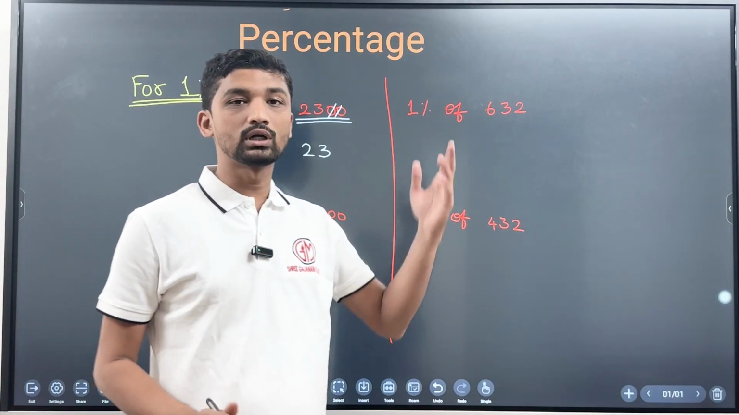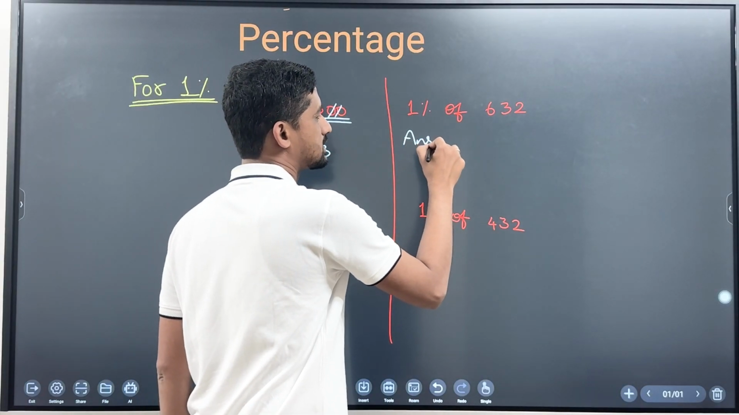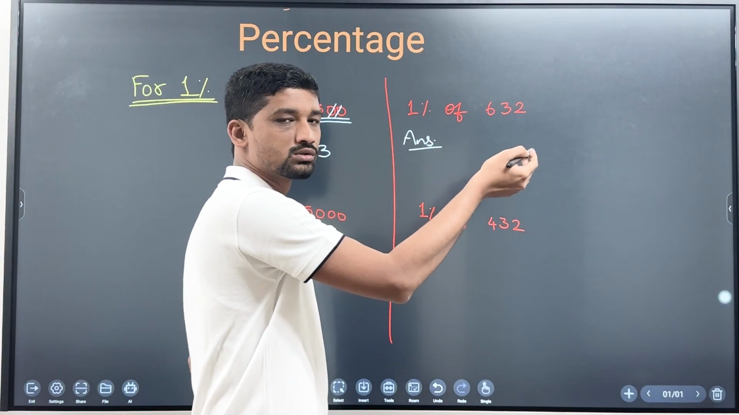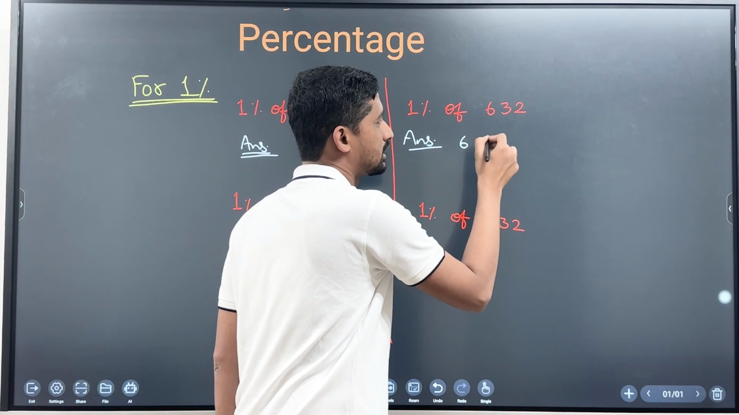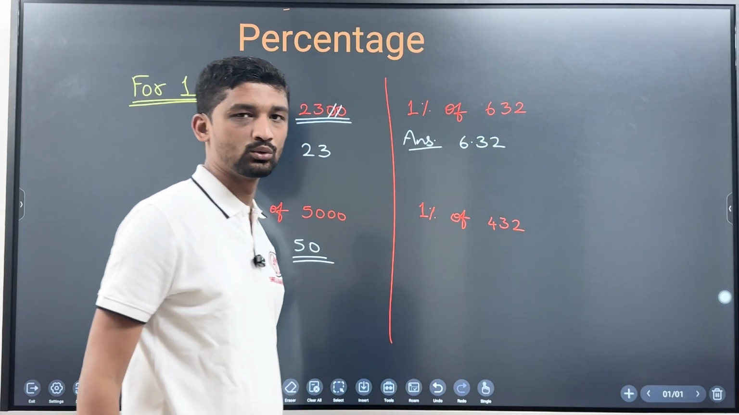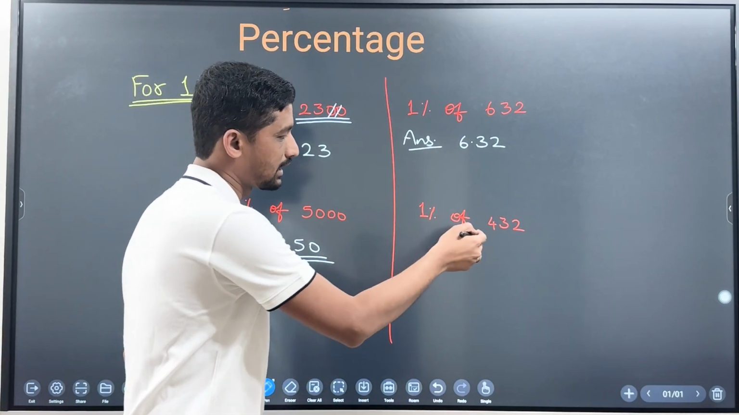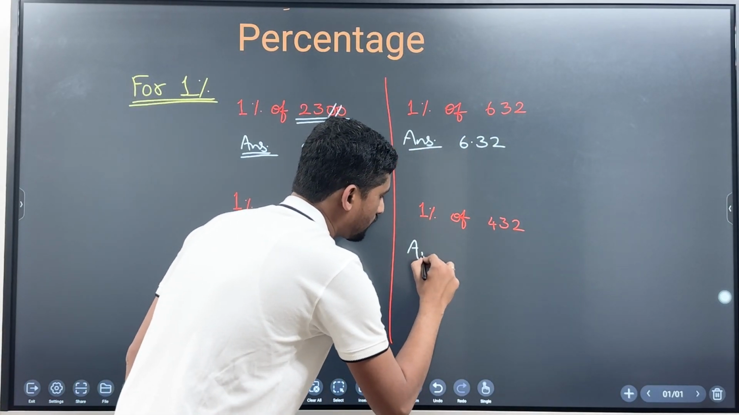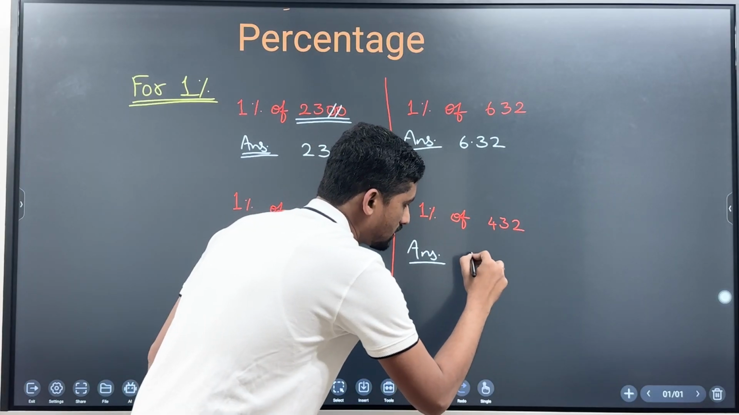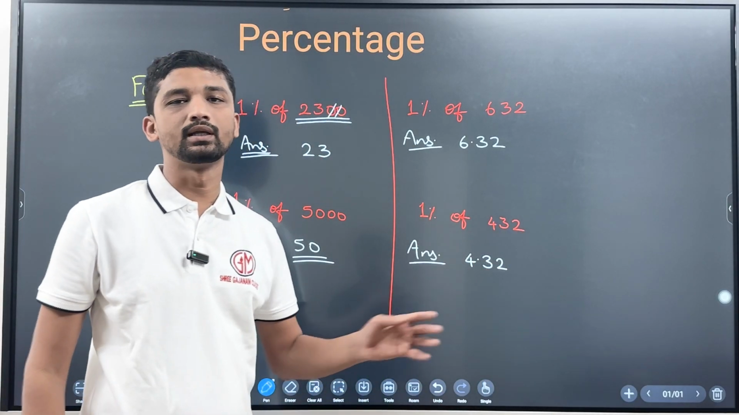Now, here we don't have any zeros. What will we do over here? 1% of 632 will be, there are no zeros, so we will put a decimal point, a 2-digit decimal, 6.32. So the 1% of 632 will be 6.32. Similarly, again, there are no zeros in 432. What we will do is a decimal of 2 digits, that will be 4.32.